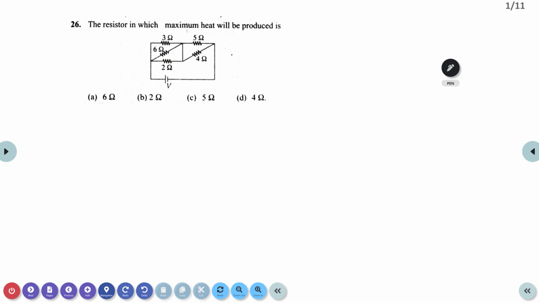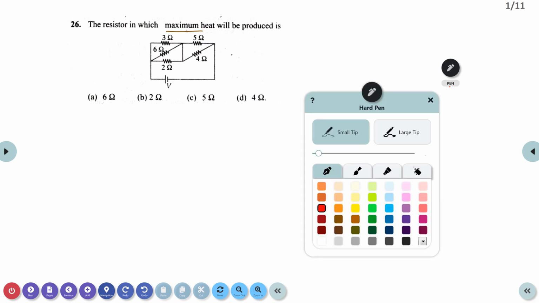Students, I am discussing your doubt questions. This diagram is asking in which resistor the maximum heat is dissipated. The maximum heat is dissipated in which resistor? Okay, fine.